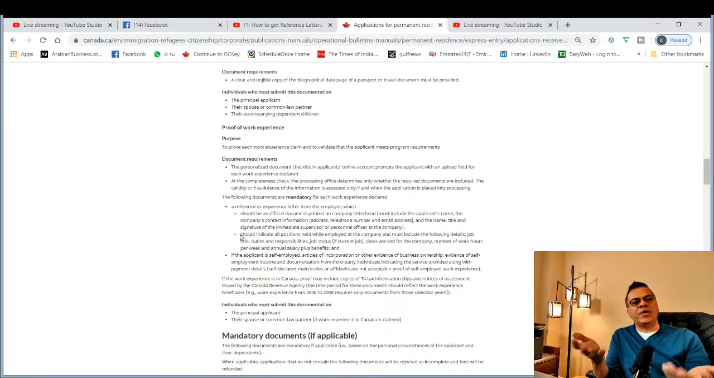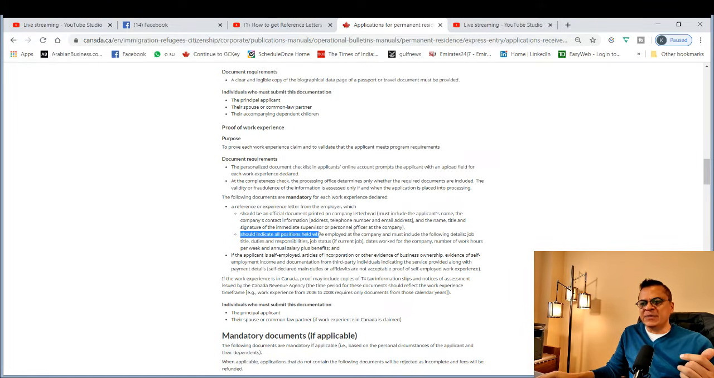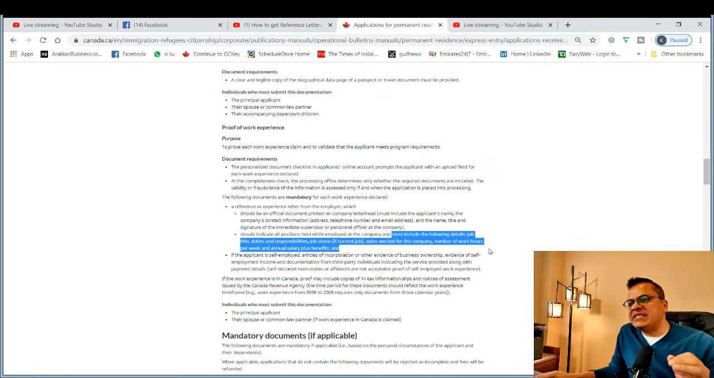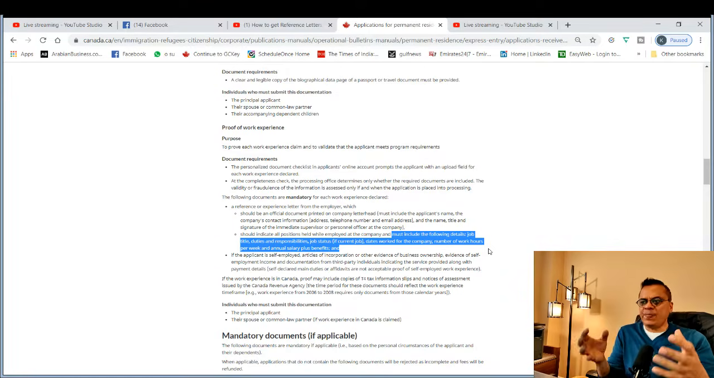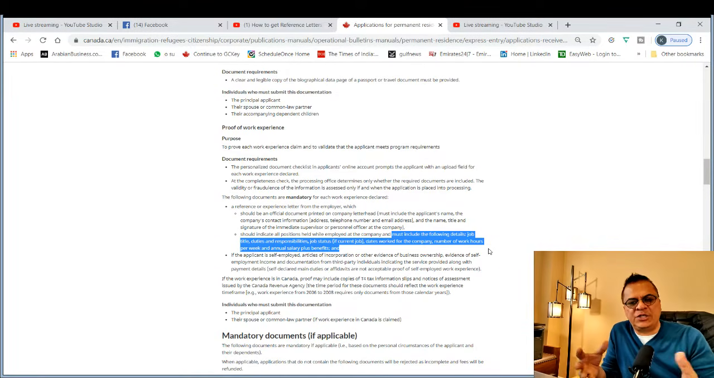The next one is that it should indicate all positions held while employed at the company. All positions is again important, and it must include the following details: job title, duties and responsibilities, job status, that is if you're still working or you were working earlier, dates worked for the company, from which date to which date, number of work hours per week, so 30 hours per week, 40 hours per week, 60 hours per week, 20 hours per week. Or if it cannot mention the working hours, it should at least say that you're working full time. And your annual salary and benefits, whatever you received.